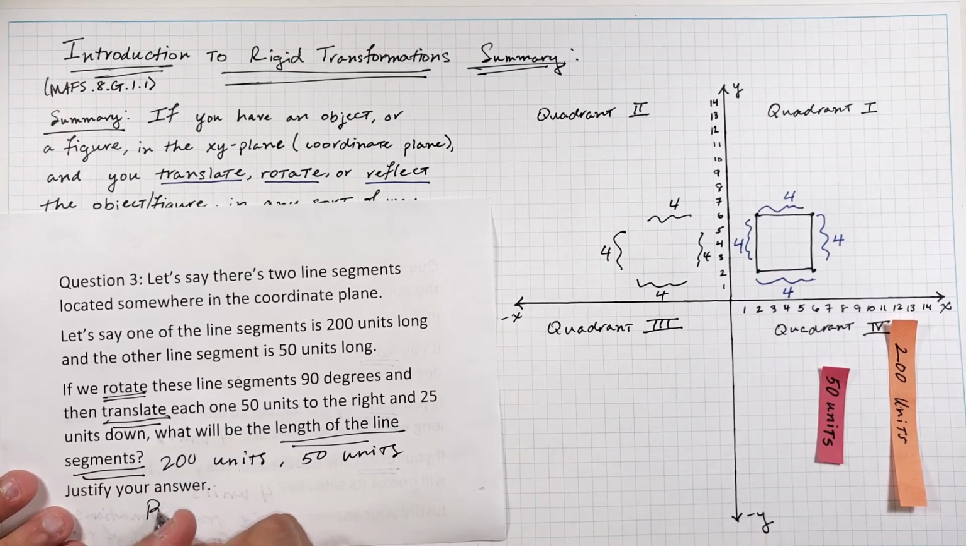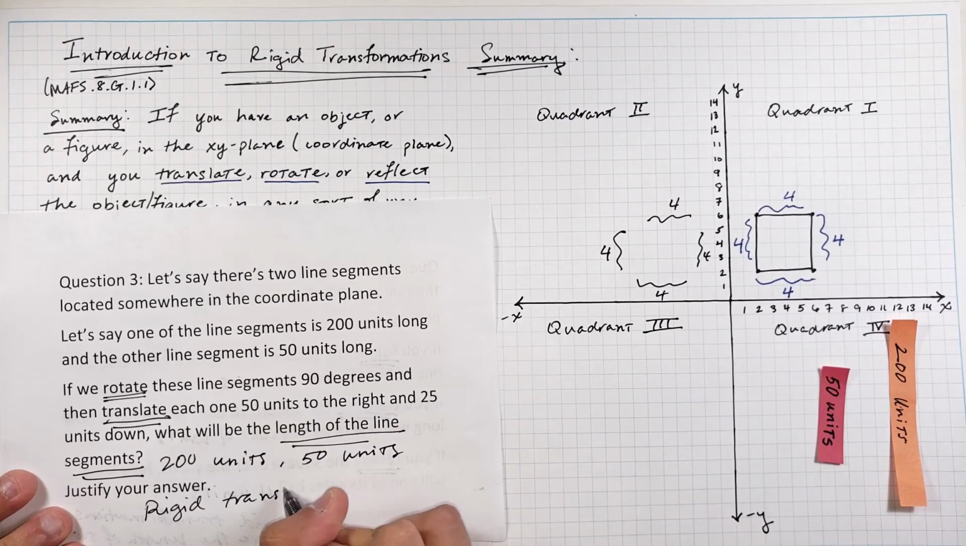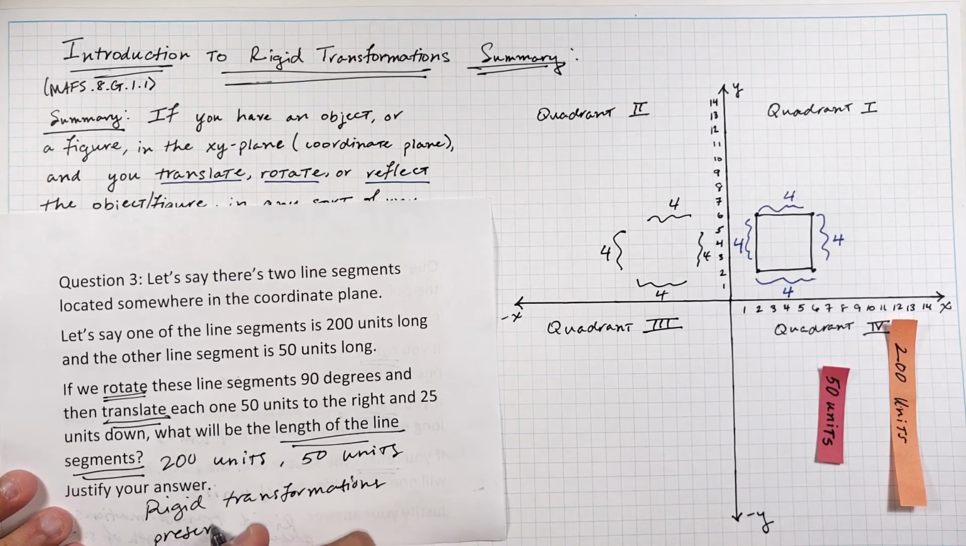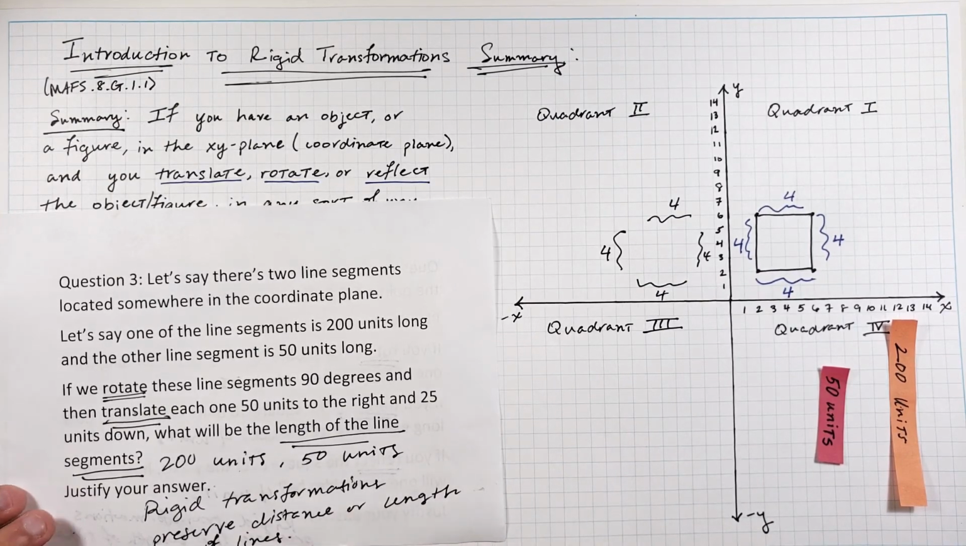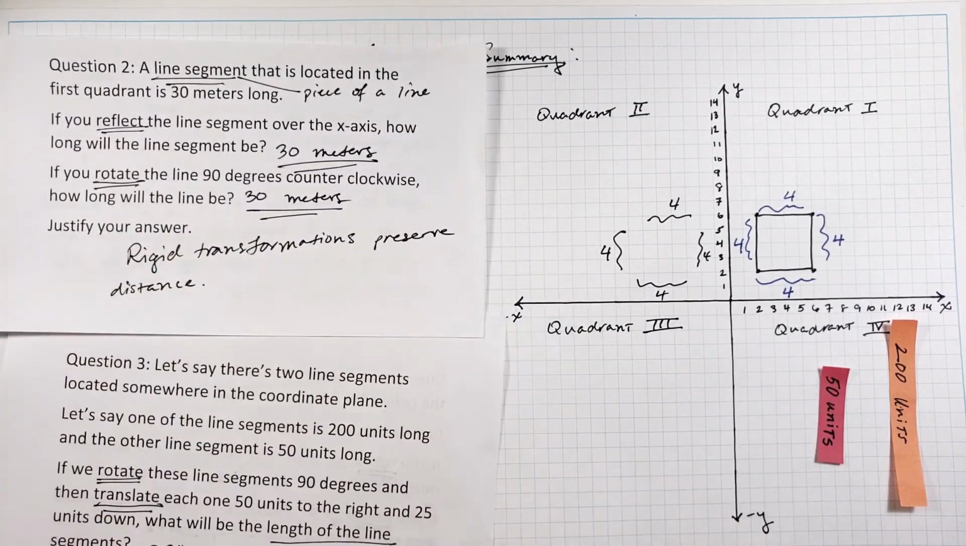Justify your answer. Rigid transformations preserve distance or length of lines. Okay, guys, so that's pretty much what these questions were asking.